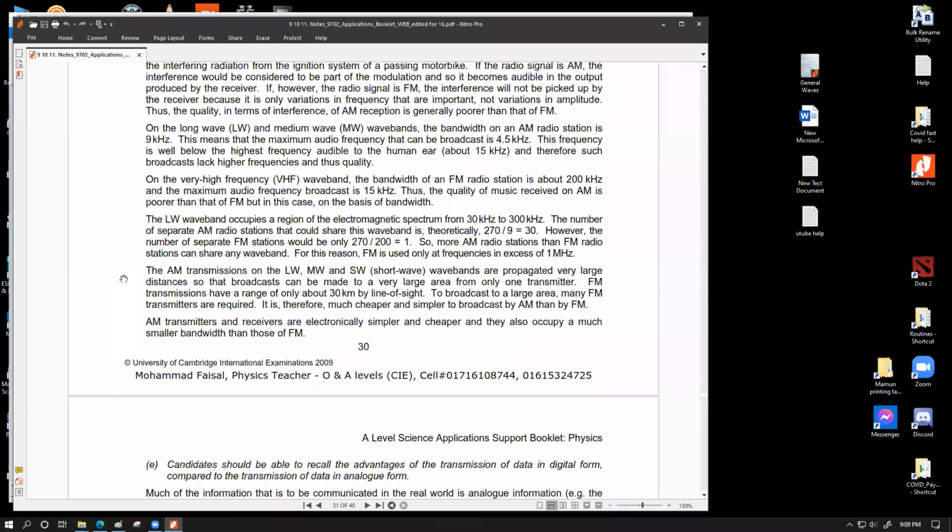So that's another thing. This paragraph represents a benefit of AM over FM, that FM is costlier in terms of requirement of towers to cover a large area, whereas AM is cheaper.